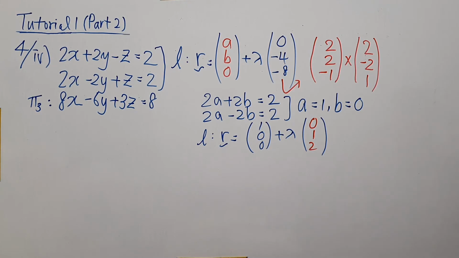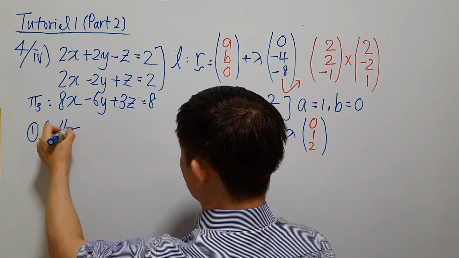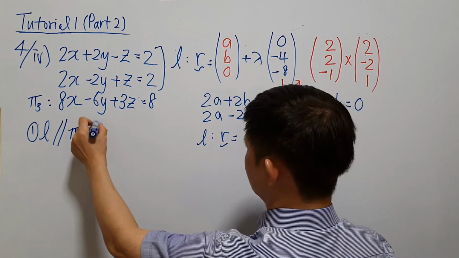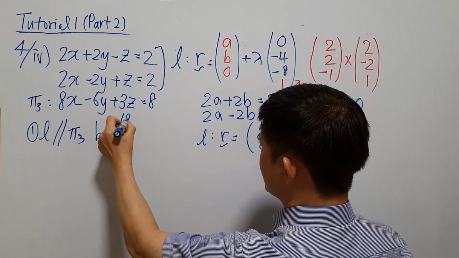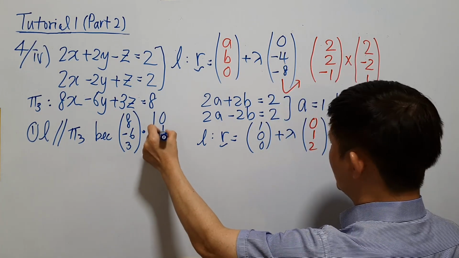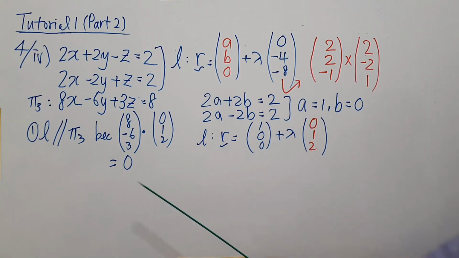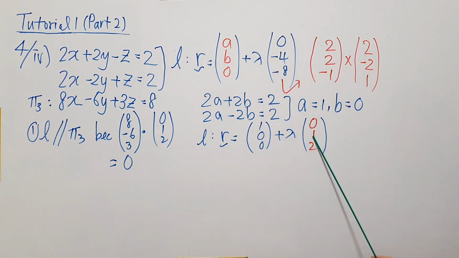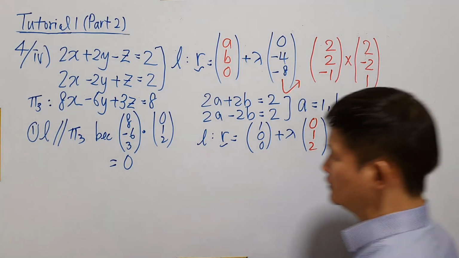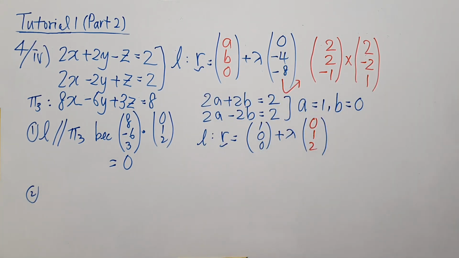First and foremost, you want to check. What do you check? Let's check whether this is true or not. How do we check this is true? Let's perform this. 8 minus 6, 3, dot product with 0, 1, 2. This equals 0, because the dot product of the normal vector and the directional vector of the line is 0, therefore the line and the plane are parallel. So line L is now parallel to pi 3.